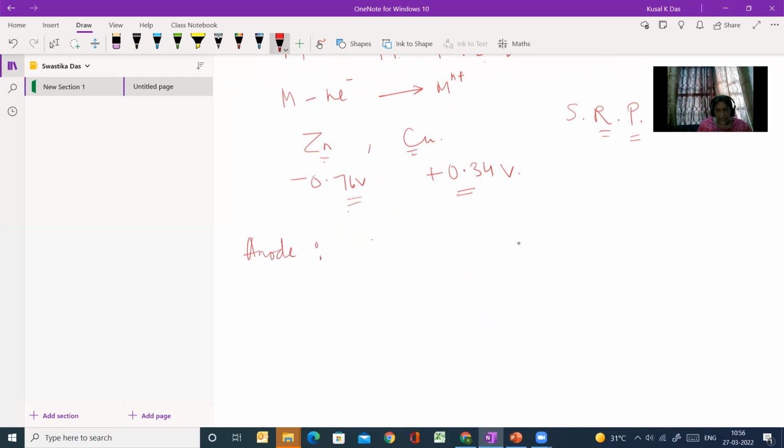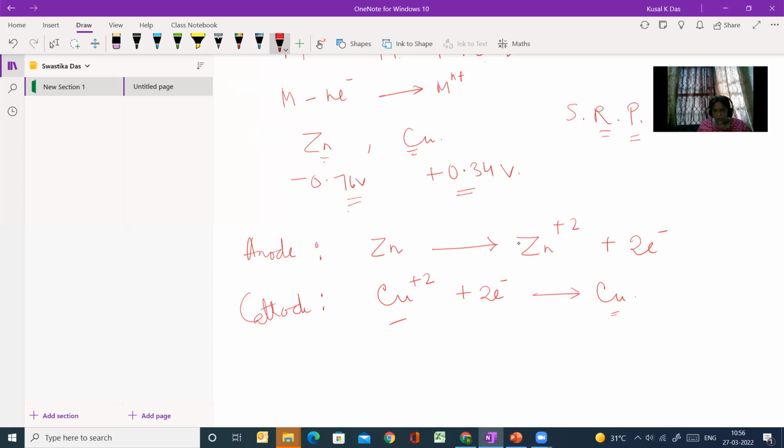At the anode, we have taken the zinc metal dipped in the solution of zinc sulfate, and zinc undergoes oxidation, meaning zinc loses the electrons. At the cathode, you have the copper sulfate solution, which will gain the electrons, that is, it will undergo reduction. So copper ions undergo reduction to get converted into copper.